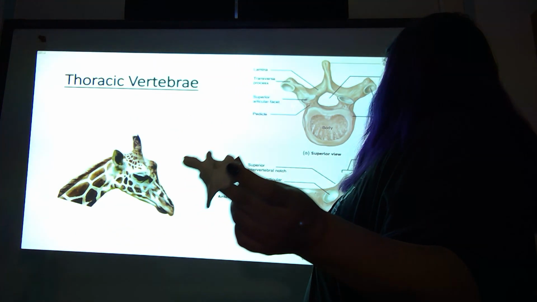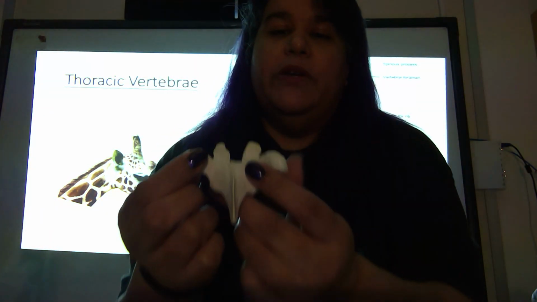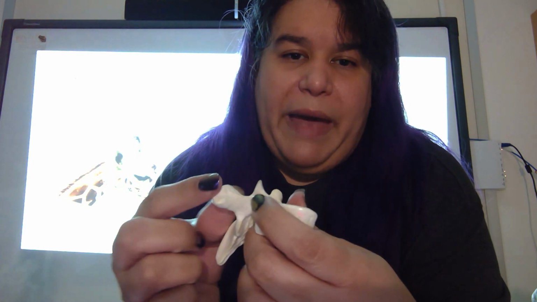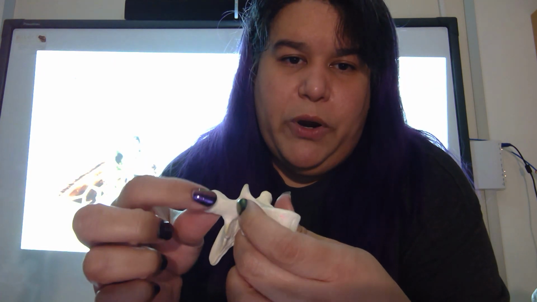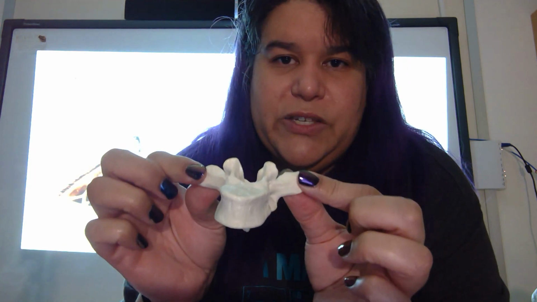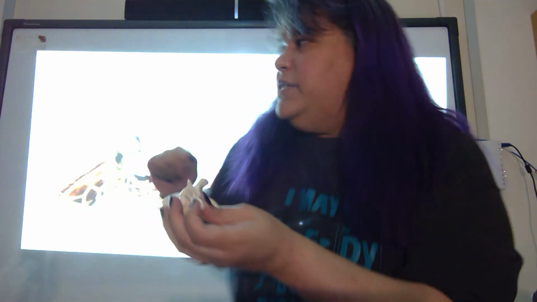And then, let's see, the facet for the rib. So the ears, on the back of the ears, see that little smooth part right there? Little smooth part right here? This is so that the ribs can attach to this. That's what we saw with the skeleton just a second ago.